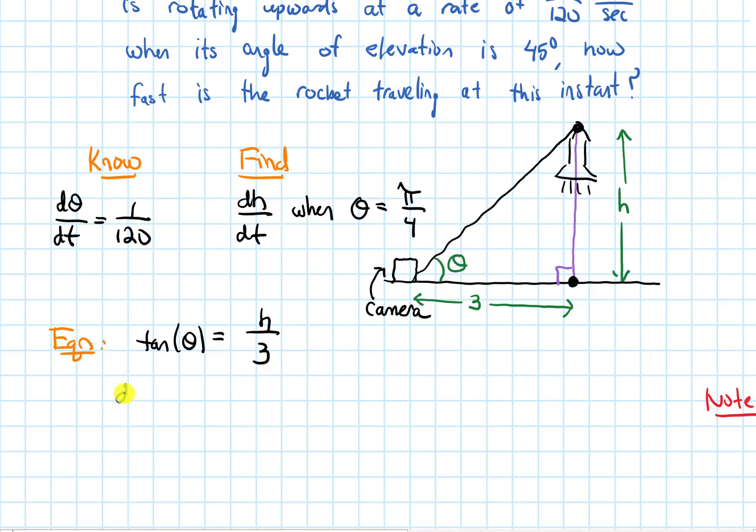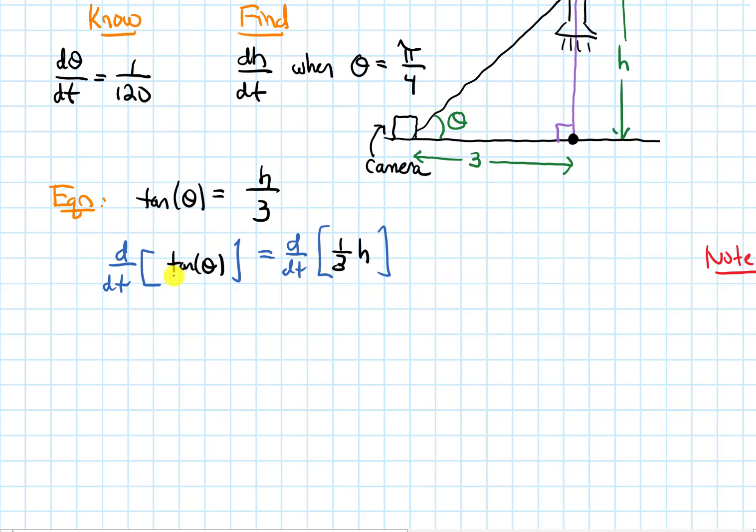Now let's take d dt of both sides. So d dt of tangent of theta on the left, and on the right, let me rewrite this as 1/3 h so I don't have to do the quotient rule. Now I differentiate implicitly. For the derivative of tangent of theta, I start with the derivative of the outside, the tangent, which is secant squared. So we get secant squared theta, but then we do the chain rule and multiply by the derivative of the inside, theta, and that's d theta dt. On the right, the 1/3 stays multiplying the derivative of h, which is dh dt.